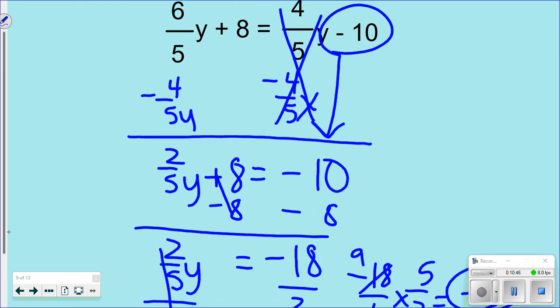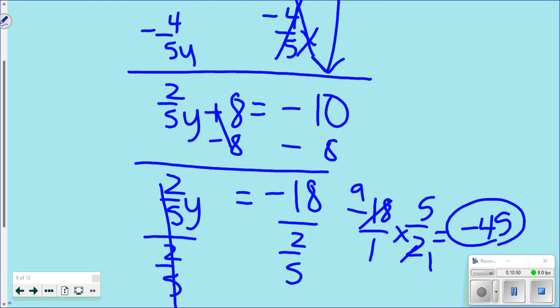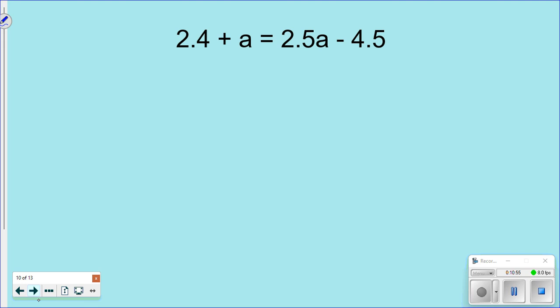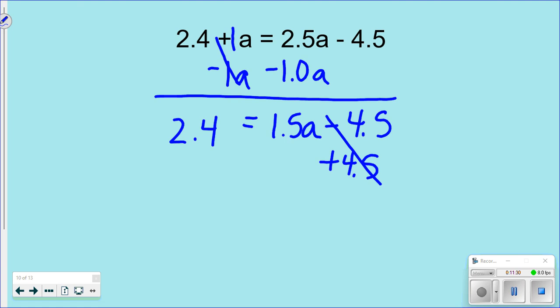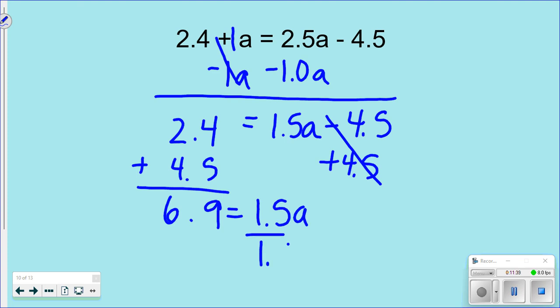So don't let the fractions freak you out. Just find the one that's the smallest and subtract from both sides so you can figure out what you have left over on that one side. Okay, let's do one that has a decimal. I have 2.4 plus a, I'm going to put a 1 there, equals 2.5a minus 4.5. So I have a 1a on this side and I have a 2.5a on the right side. So I'm going to subtract 1a here and I'm going to take 1a here because it's going to tell me how many I have left over. So 1.5a minus 4.5 equals 2.4. So I'm going to plus 4.5, plus 4.5 equals 9. I get 6.9 equals 1.5a. I'm going to divide. I'm going to divide. So 6.9 divided by 1.5, and I get a equals 4.6.